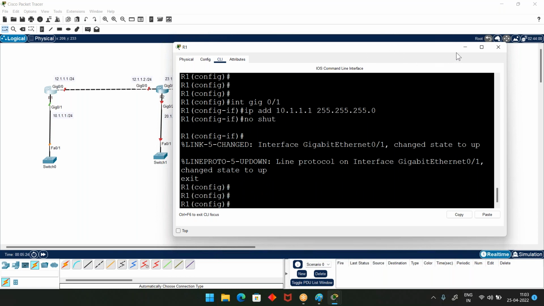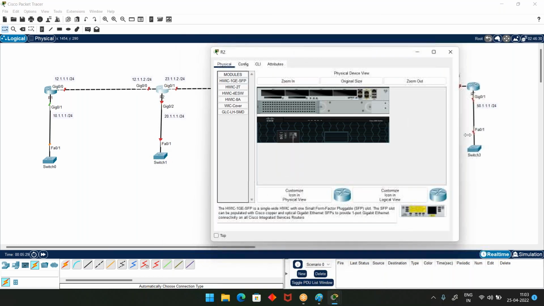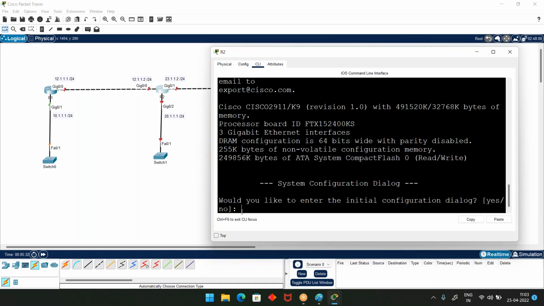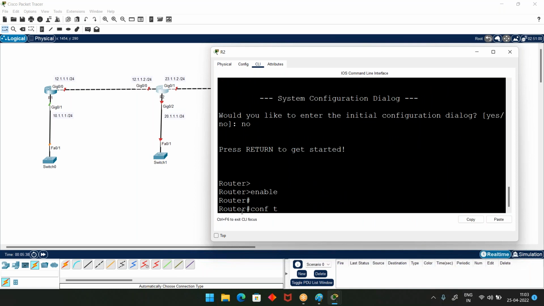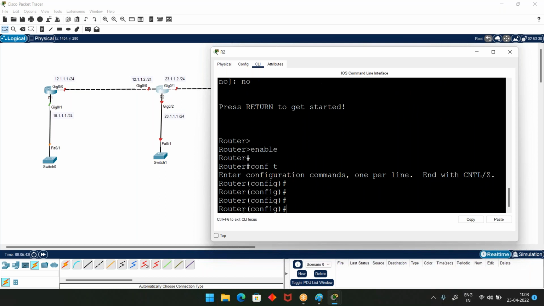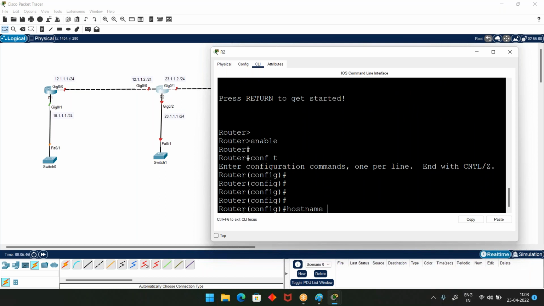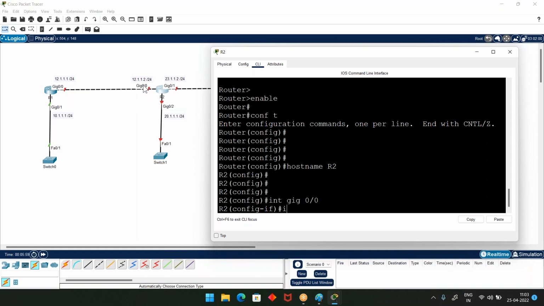Now let's go to the R2 router and configure the IP here as well. Click on the CLI. Say no. Enable, config T, configure terminal. Then change the hostname to R2 router. Okay. In gigabit 0/0, let's configure the IP address 12.1.1.2.